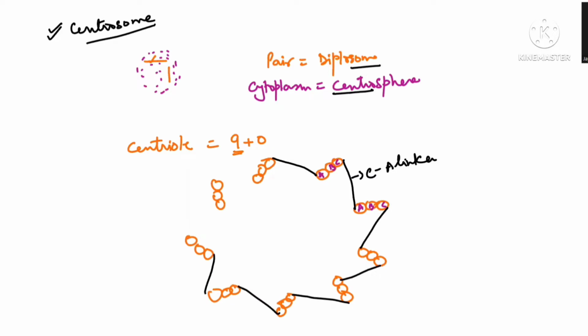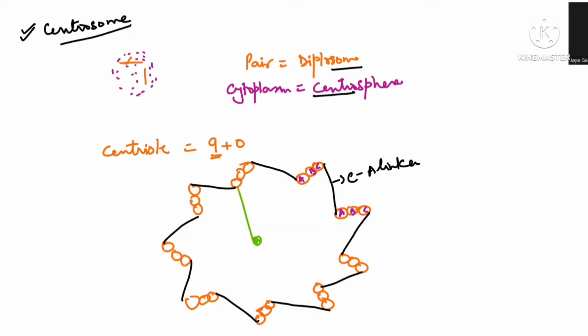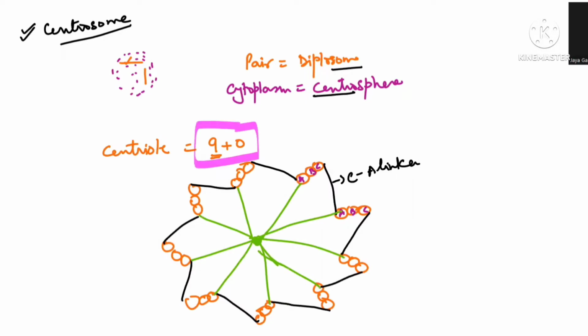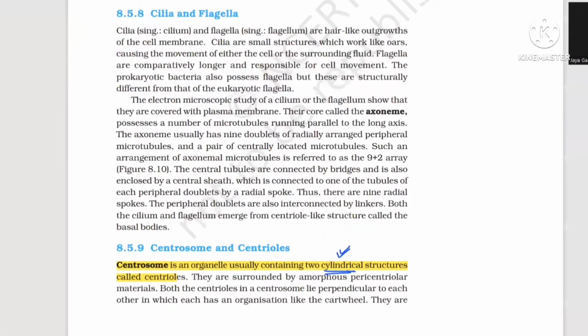Now from the A, radial spokes will come. These are the radial spokes which will join in the center proteinaceous hub. So radial spokes are joining in the center, which is known as the proteinaceous hub. That is why this arrangement is known as 9 plus 0 arrangement. Is it clear? Now let us see the NCERT.